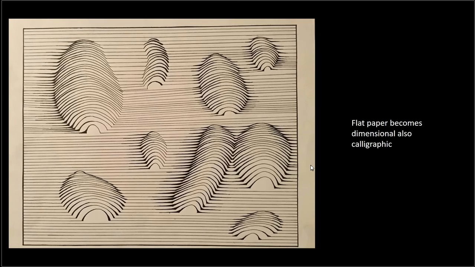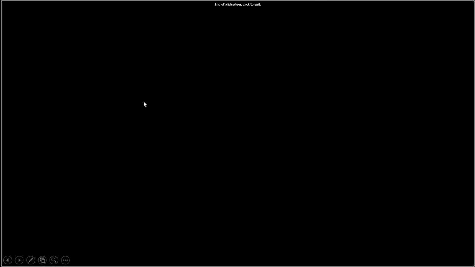I love how the flat paper is becoming so dimensional, and what people don't notice is the calligraphic line that's in here from fat back here getting very thin as it comes across this way. Beautifully done. Alright, so now you kind of get the idea of cross contour.